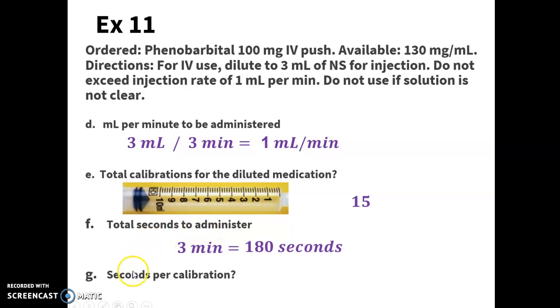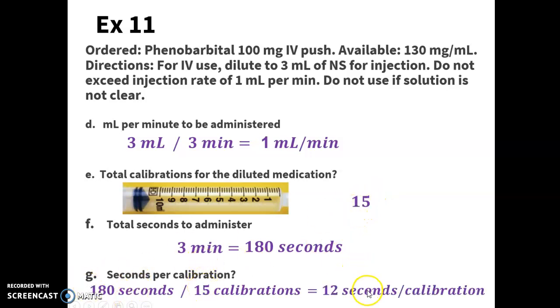So part G, seconds per calibration. We're going to take our seconds and divide it by the calibrations. So 180 divided by 15 should give you 12. 12 seconds per calibration. So you have to count to 12 as you slowly push through one. Count to another 12 as you slowly push through that next calibration. It's going to take a long time. In fact, it's going to take 3 minutes, right?